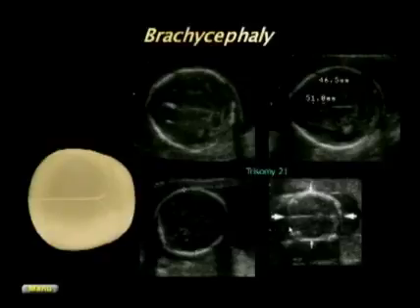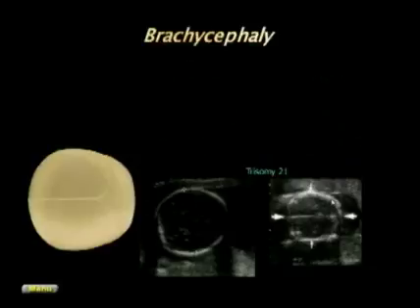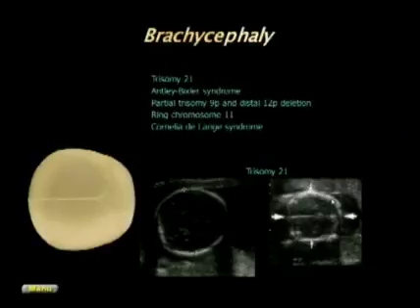However, when you see a baby's head that is too round like these, this is a normal one for comparison, look at it as a criterion or a soft marker for trisomy 21. There are other conditions that have brachycephaly: the Antley-Bixler syndrome, partial trisomy 9, the ring chromosome 11, and of course Cornelia de Lange syndrome.